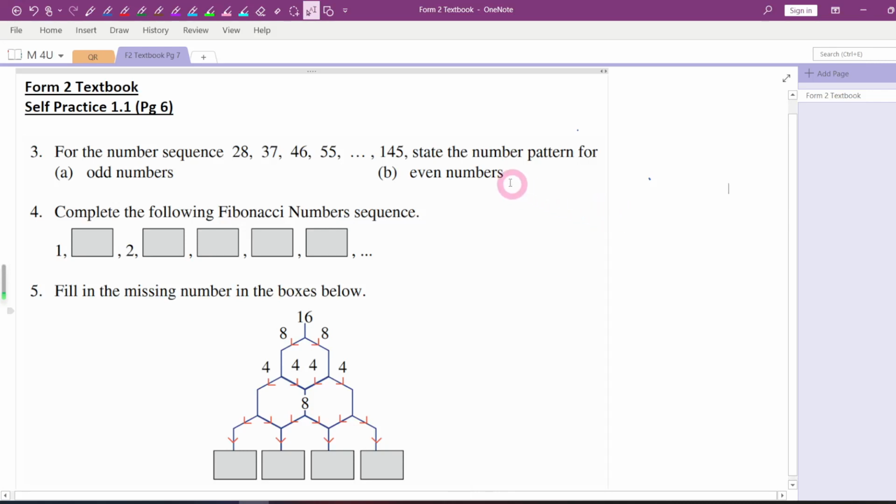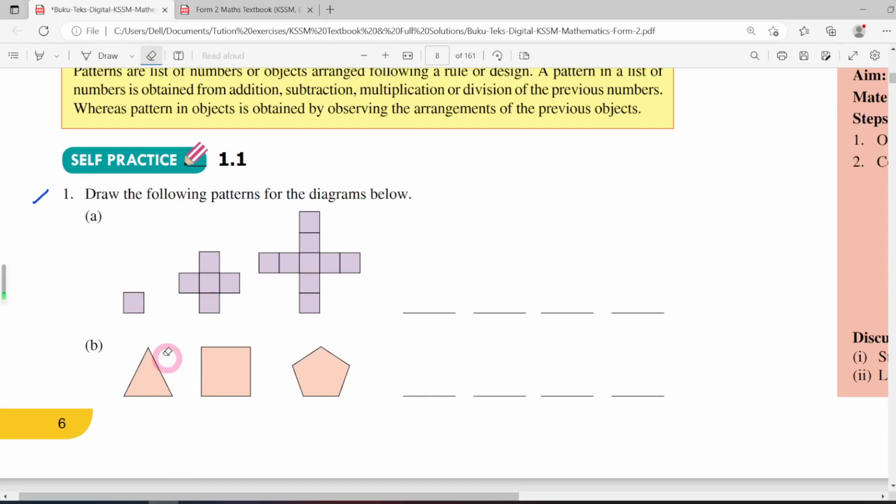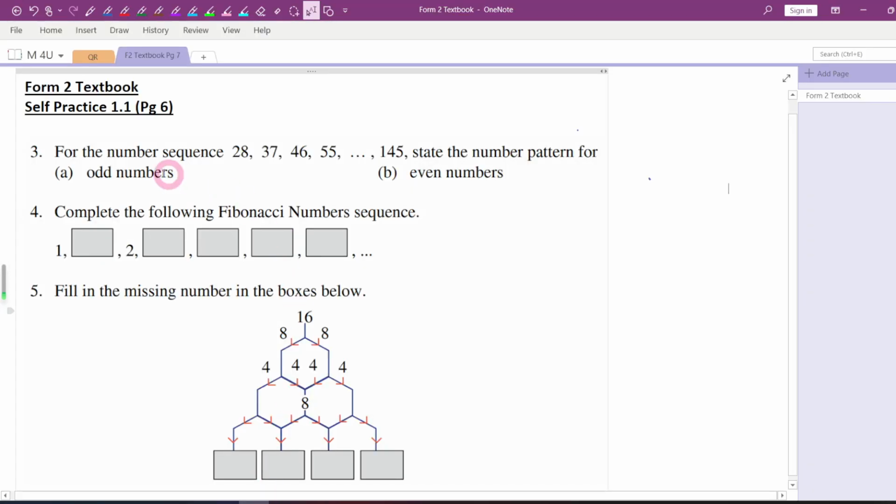Hi everybody, in this video let's look at your Form 2 textbook, Self Practice 1.1 page 6. That's one. So I'm going to discuss question number 3, 4 and 5 with you. Now let's look at question number 3 first.